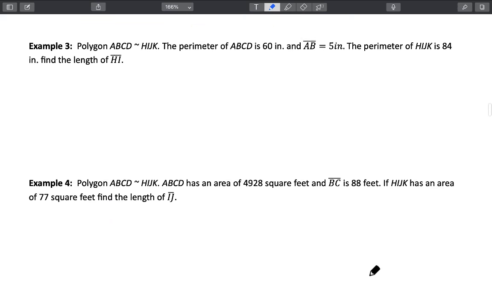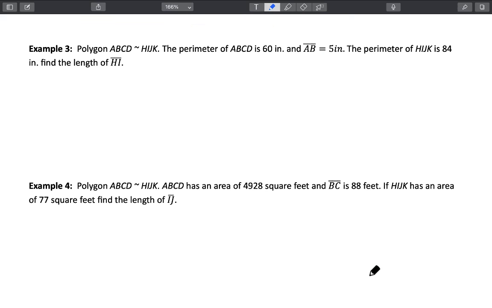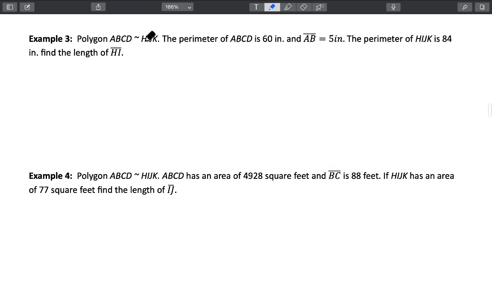Alrighty guys, moving into example 3. Now we've got a polygon ABCD, so it must be a quadrilateral of some form, is similar to quadrilateral HIJK. The perimeter of ABCD is 60 inches, and we know that side AB is 5 inches.